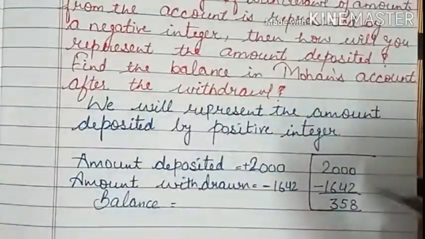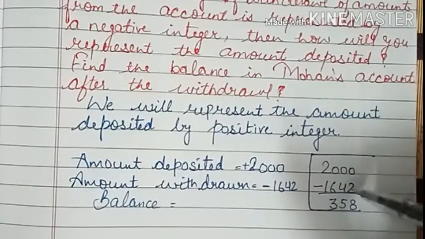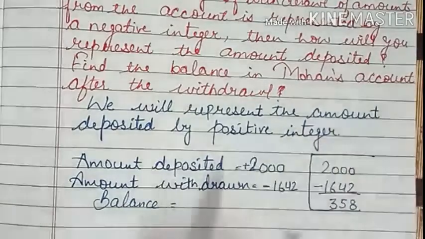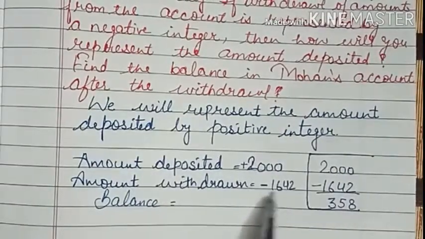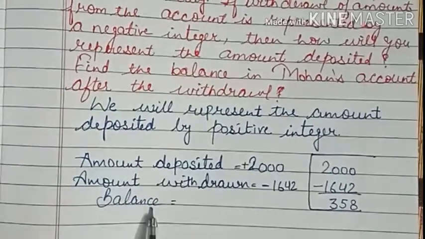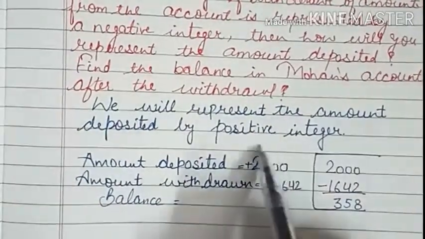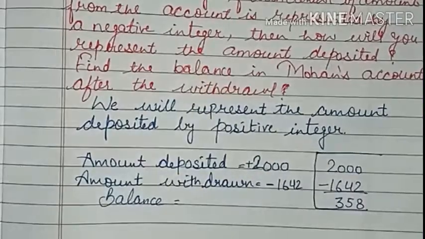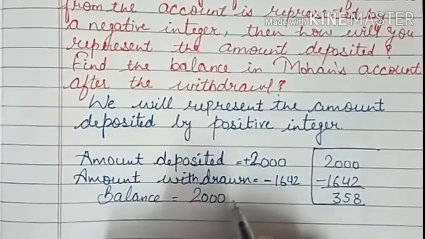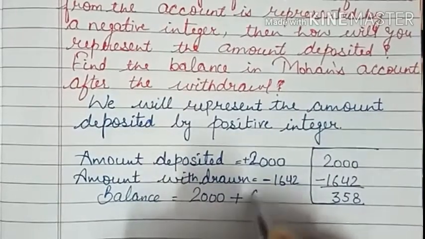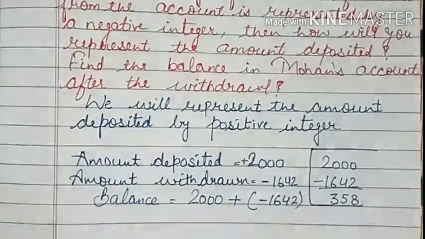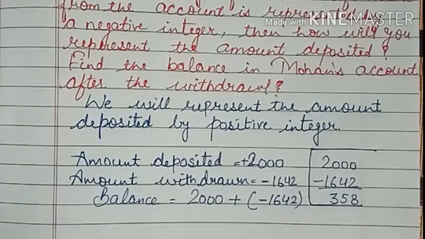So I told you that it's very easy to find out the balance. Just subtract 1642 from 2000. But here 1642 is already represented by a negative integer. To find the balance, we will find the total of the amount in his account now. That means what we will write here, 2000 and total minus 1642. So don't get confused here.